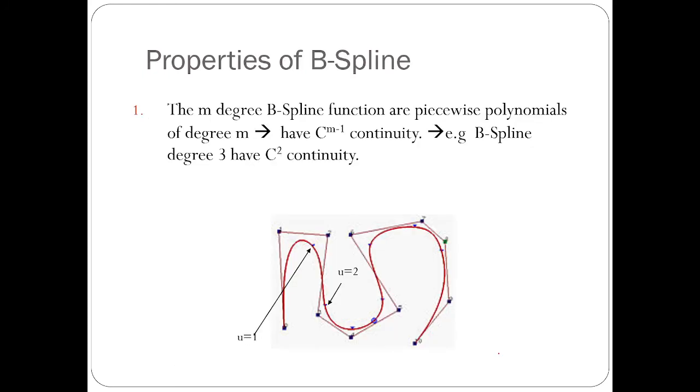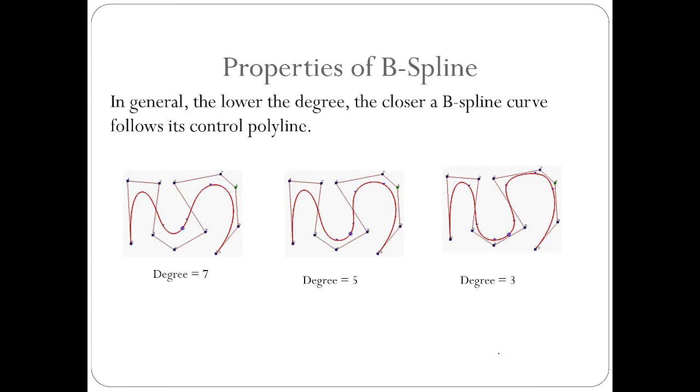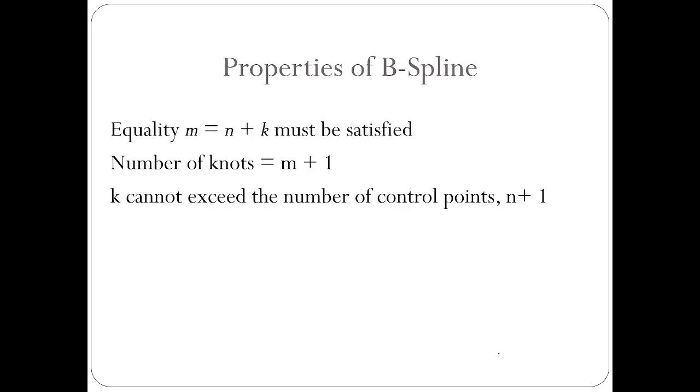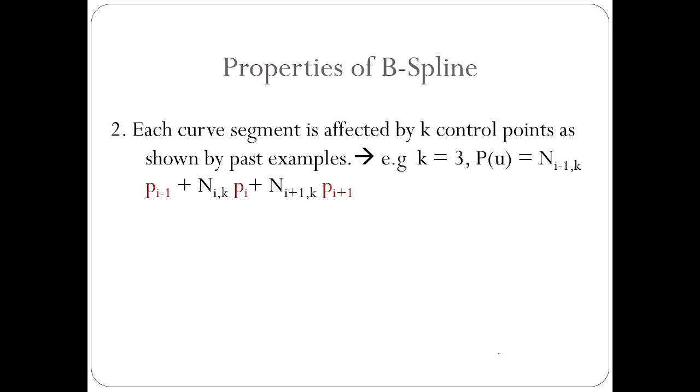Now the properties. An m-degree B-spline function is a piecewise polynomial of degree m, with C to the power m minus 1 continuity; that is, a B-spline of degree 3 has C-squared continuity. In general, the lower the degree, the closer a B-spline curve is to its control polygon, for example degree 7, degree 5 and degree 3. The equality m equal to n plus k must be satisfied, where the number of knots equals m plus 1. K cannot exceed the number of control points, n plus 1.